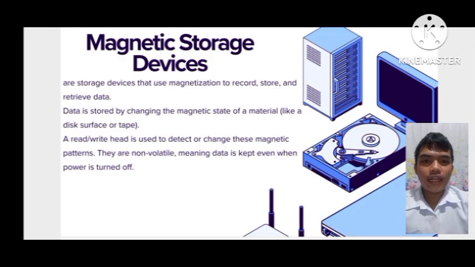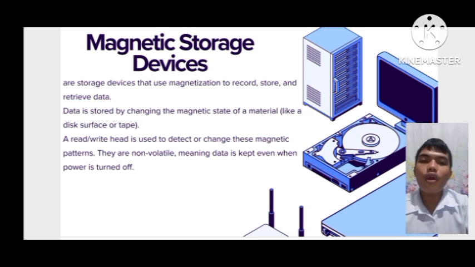Good day, everyone. I am the next reporter, and my assigned topic is magnetic storage devices. So, what are magnetic storage devices? These are storage devices that use magnetization to record, store, and retrieve data. Data is stored by changing the magnetic state of materials like a disc surface or tape.